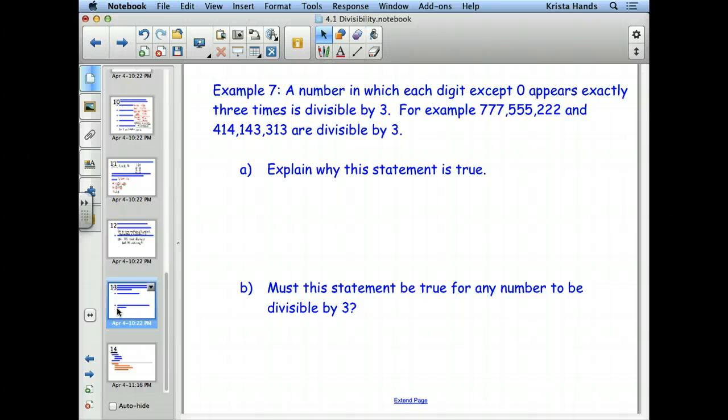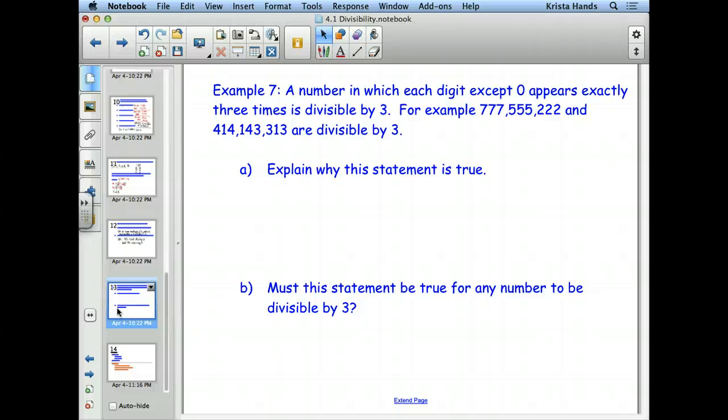All right, example 7. A number in which each digit except 0 appears exactly 3 times is divisible by 3. For example, 777, 555, 222. And 414, 143, 313 are both divisible by 3. So the first numbers you see, they're actually grouped together, right? 3 7s, 3 5s, 3 2s. The second one, they're not, but if you look carefully, there are 3 4s, there are 3 1s, and there are 3 3s. Can you see that? So any number that has that pattern always will be divisible by 3.